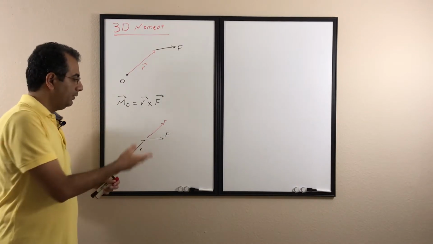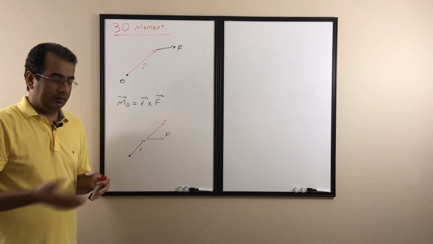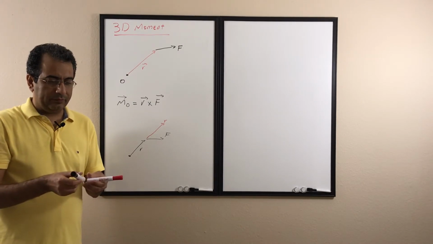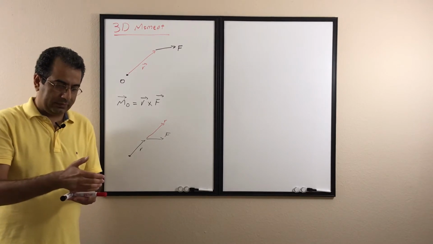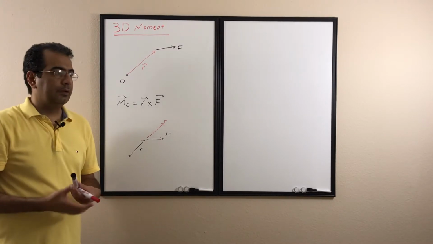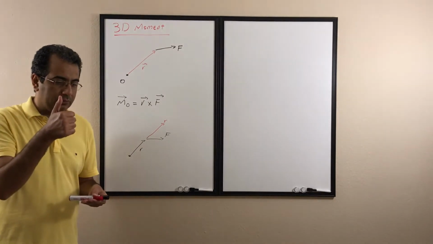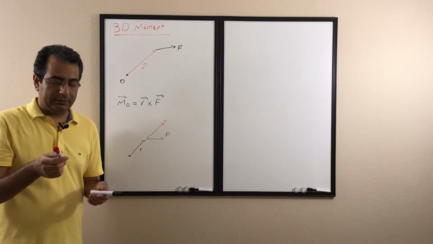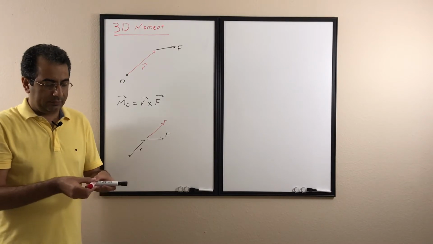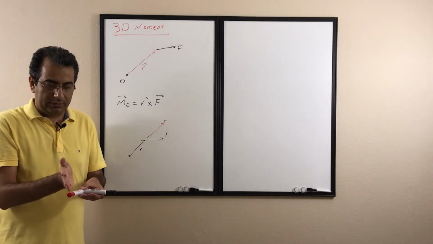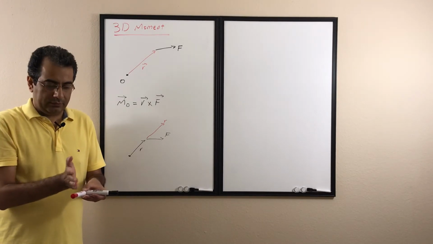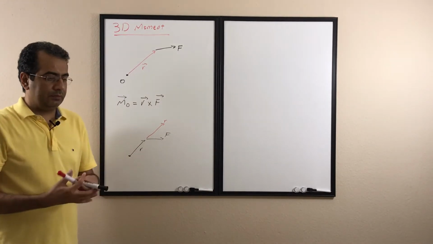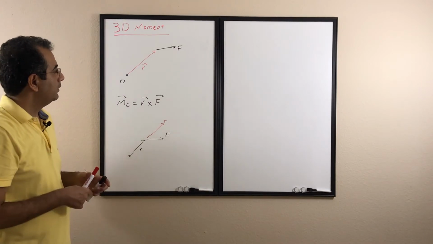Similarly, if we have R and F both sitting on the XY plane, and we go from R toward F, my thumb shows the direction of the moment. Assume that the red one is R and the black one is F, and both of them are sitting on the X and Y plane. If I go from R and curl it toward F, my thumb shows the direction of the moment, which is going to be Z upward. That's how we find the direction of the moment.